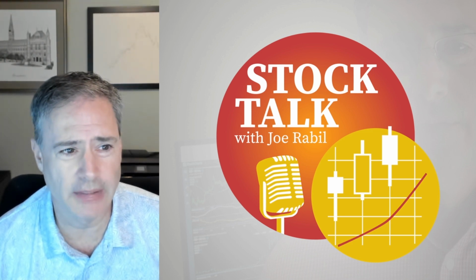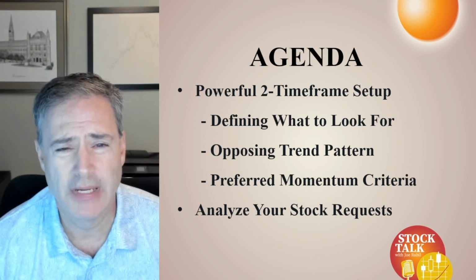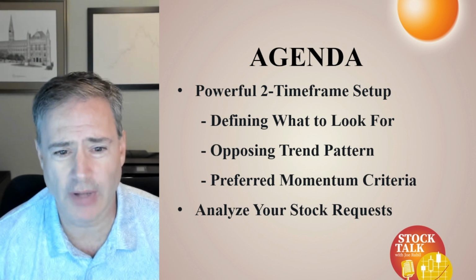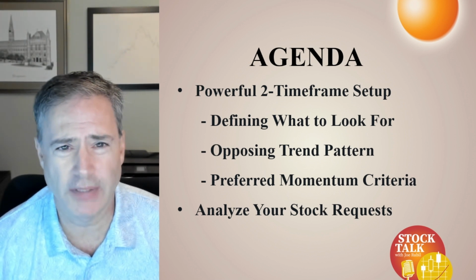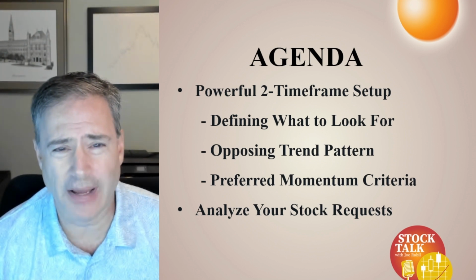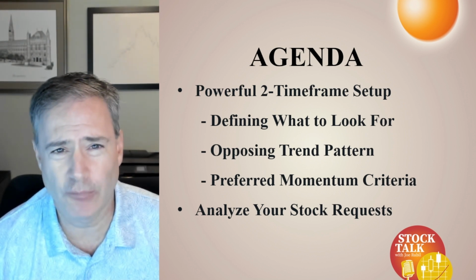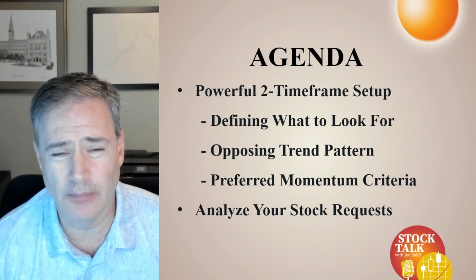So let's go ahead and get into the agenda. We want to talk about, again, a two time frame setup, the higher time frame and lower time frame. I want to go through the specific criteria that I'm generally looking for on both time frames, and what I would call an opposing trend pattern. Originally, I used to refer to this as an opposing trend trigger. That came from Don Miller, who was an S&P E-mini trader, and I believe still is, but he taught an approach as to how to look at two different time frames together.